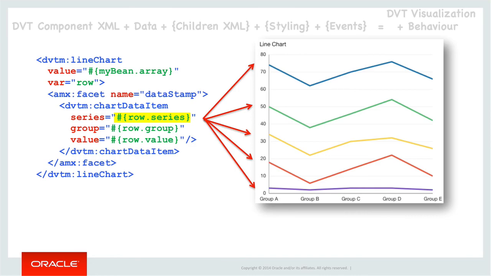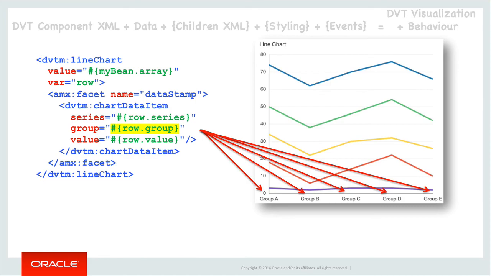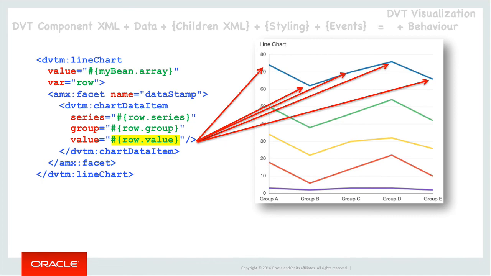For a line chart, each data item represents one value in a series, and a series is essentially each individual line in the graph. Then in addition, the group or x-axis value for each data item. And finally, the actual value plotted against the y-axis. In this example, just the values for the first series are indicated on the diagram with arrows, but all series and values are valid.